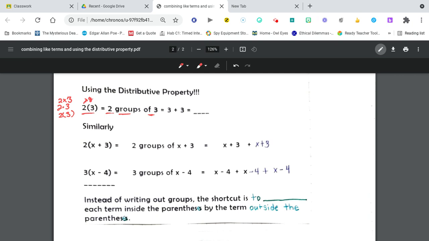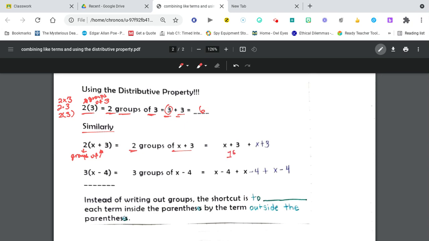2 groups of 3. Okay? So if it's 2 groups of 3, I write 2 3s. 3 plus 3 is 6. So I'm going all the way back to elementary school to teach you the distributive property for 7th grade. Similarly, if we have something like this, it will be 2 groups of what's in parentheses, x plus 3. So I need 2 groups of x plus 3. So if 2 groups of 3 was 2 3s, 2 groups of x plus 3 is 2 x plus 3s.